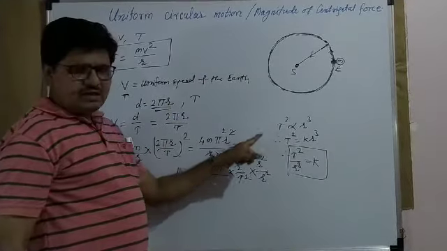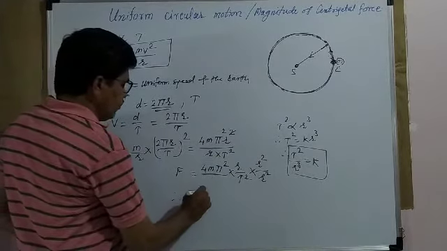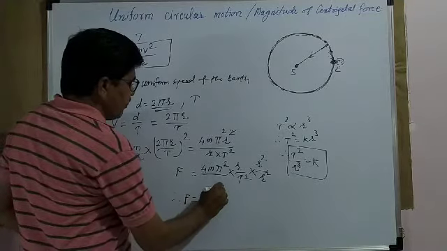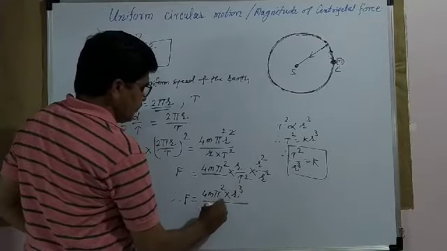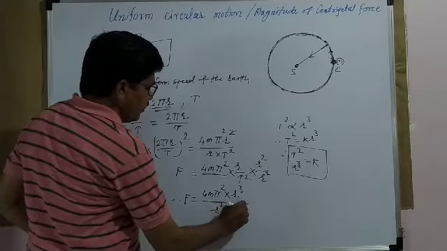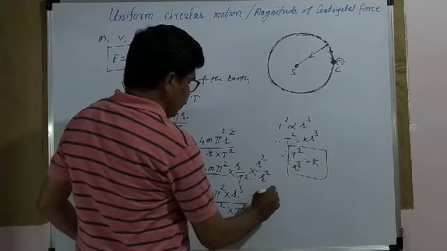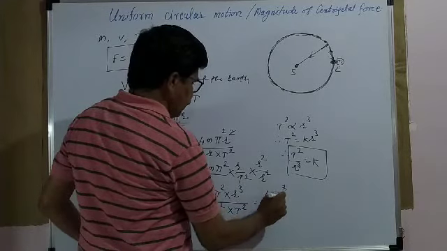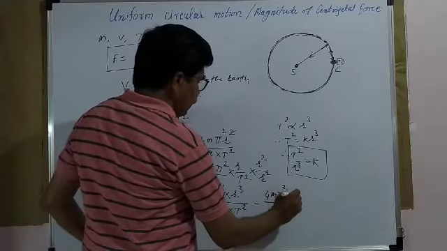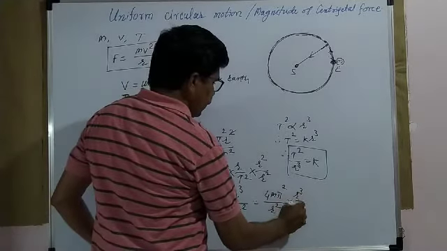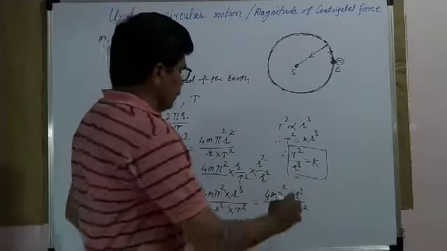कोणत्याही टर्मला एका संख्येने मल्टिप्लाय केलं डिवाइड केलं तर देर इज नो चेंज इन इट, and we get F is equal to 4m pi square into r cube divided by r square into t square, and this is converted into 4m pi square divided by r square multiplied by r cube into t square. But t square divided by r cube is k.